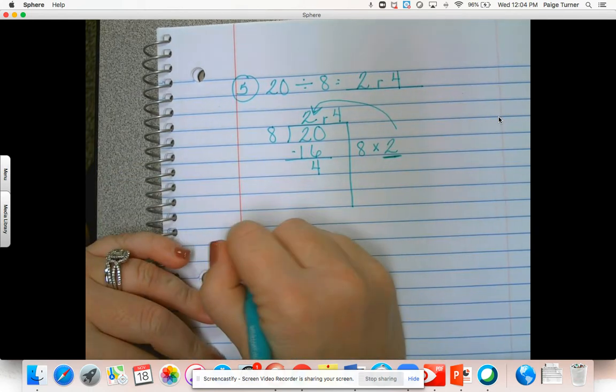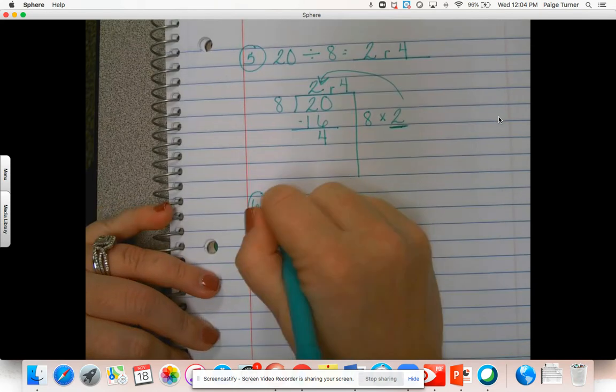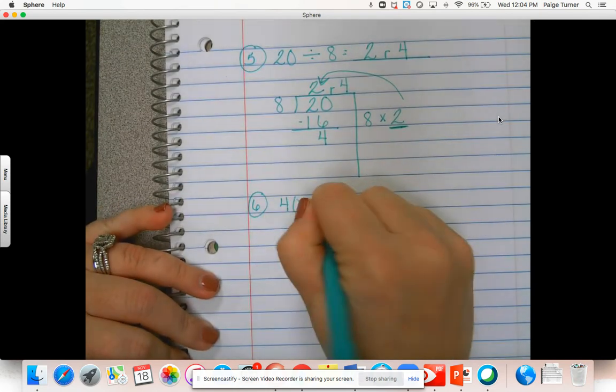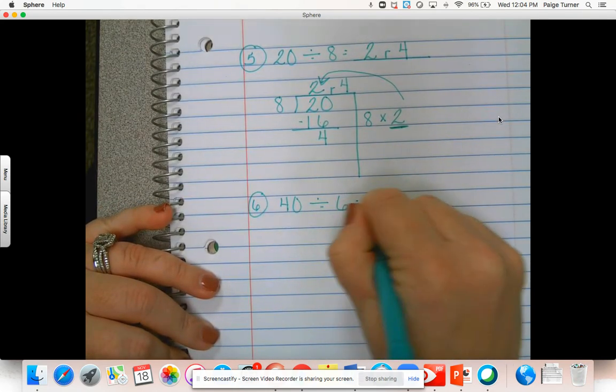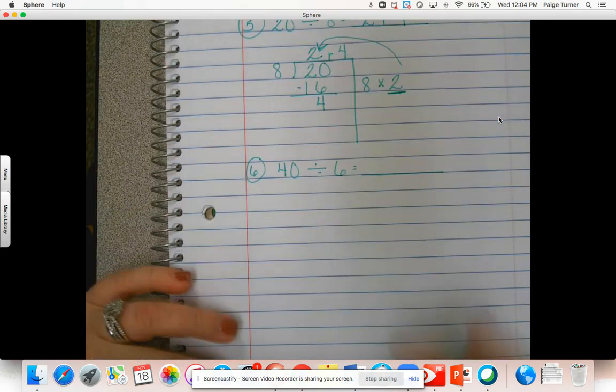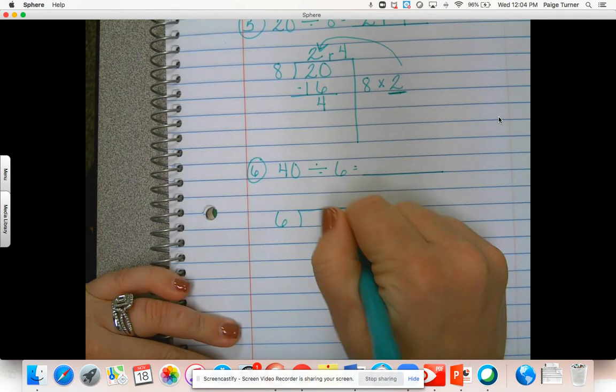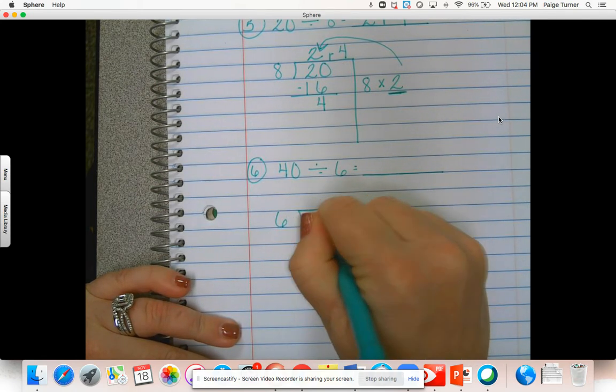That was an easy one, right? Let's get a harder one up in here. All right, so let's do number 6 now. This is going to be 40 divided by 6. Okay, let's go ahead and set that up. So skip down a couple lines. 6, draw your big 7, and then 40.